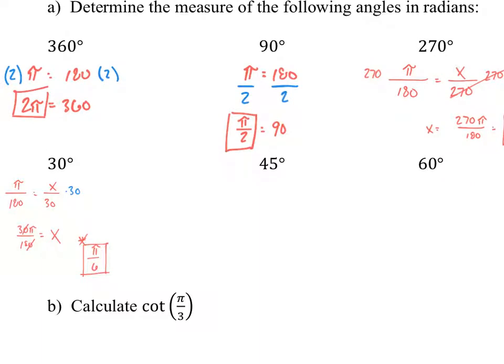45 degrees. Let's do it the other way. I don't know which way works best for you, but I know that pi equals 180, and now I have to turn that 180 into a 45. So if I'm going to do that, I'm just going to divide it by 4, which is going to have to be the same thing that I do to this side. 180 divided by 4 is 45, and that turns this side into pi over 4 radians.